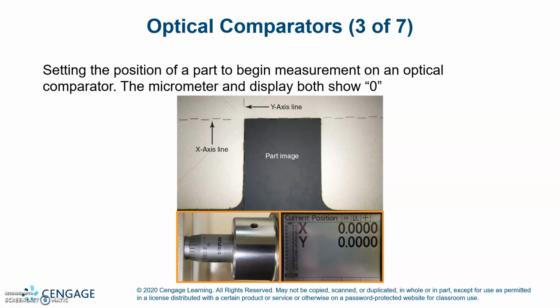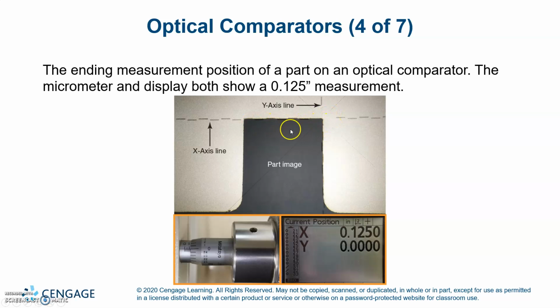Alright, here's actually looking at a screen of it. Setting the position of a part to begin measurement with an optical comparator. The micrometer and display both show 0. So if you're measuring from here to here, you would line it up from here and zero it out, move the machine, and it will show you how much distance you have traveled.